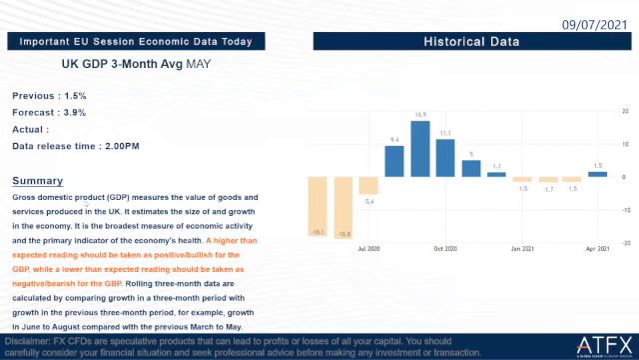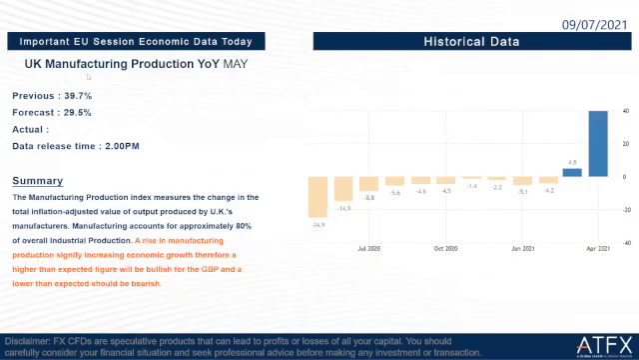The third one is UK manufacturing production yearly May. The previous is 39.7, which is very high. The forecast is 29.5, slightly lower than the previous. The data release time is at 2 o'clock later, same as the previous important economic data. A rise in manufacturing production signifies increasing economic growth.